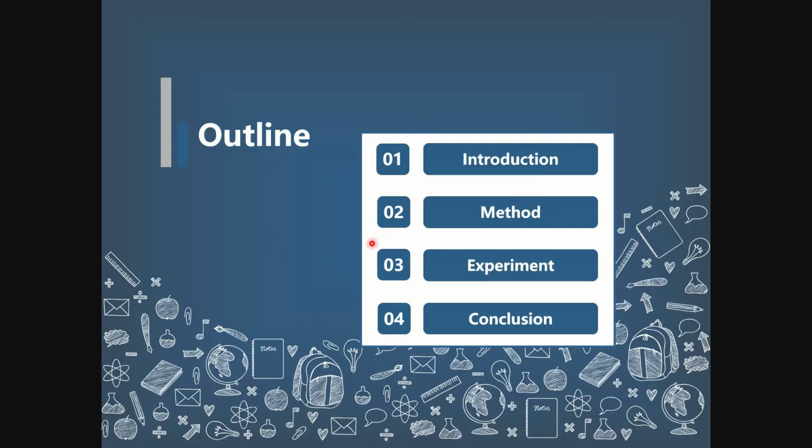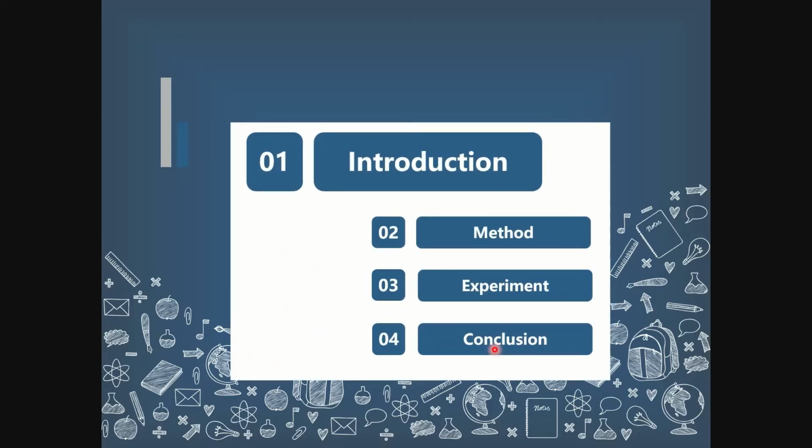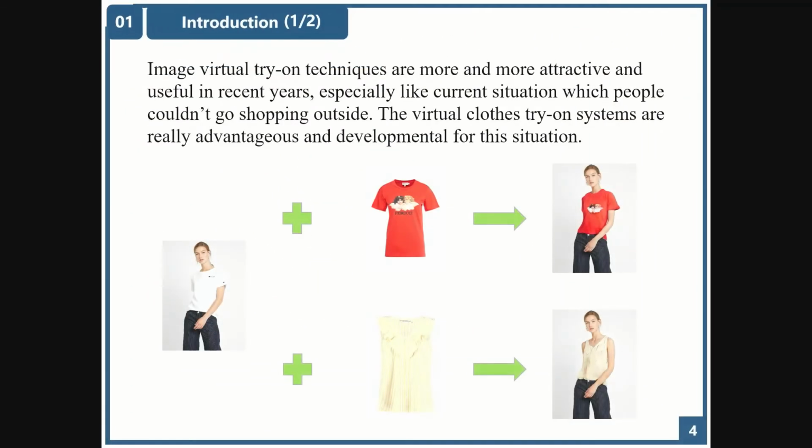So this is our outline. First, I'm going to start with the introduction, and then I will explain the proposed network architecture in detail, and present the experimental and qualitative results. And finally, I will conclude our work. First is the introduction.